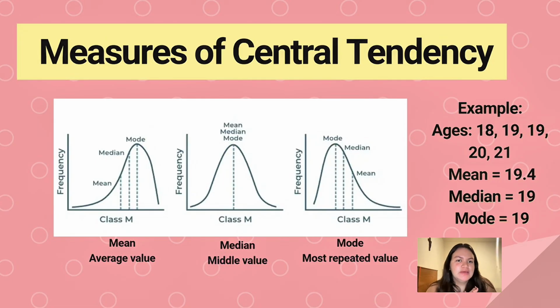For example, if we have the ages 17, 18, 19, 19, 20, 21, the mean in this case would be 19.4, and both the median and mode are 19, because when we order them from smallest to largest, we have 19 in the middle, and the mode is 19 because it's the number that repeats the most.